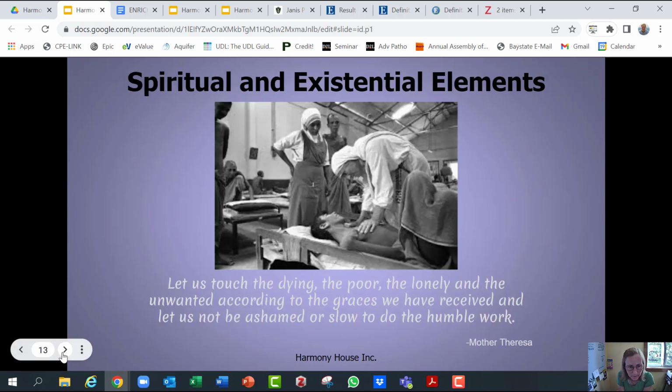Next, we want to think about spiritual or existential elements of the dying process. This is Mother Teresa. You can see her laying her hands on, and that's the sort of amazing and profound things that we'll be doing at the Harmony House, where we are touching the dying, the poor, the lonely, the unwanted, according to the graces we have received. And let us not be ashamed to show or slow to do the humble work. So I just think this is a beautiful vision, and at least for me, is going to be inspirational for the work that I do at Harmony House.